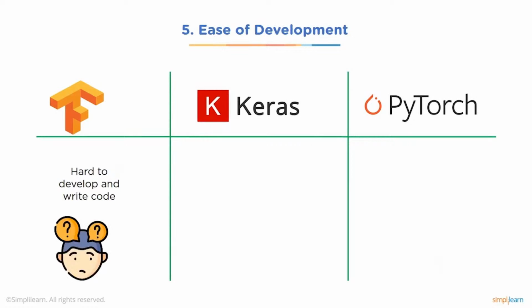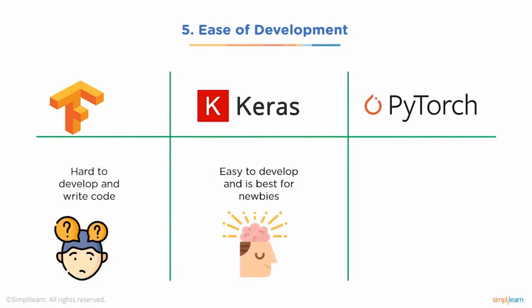Next, we'll be looking at ease of development. As we said before, TensorFlow works with many hard concepts such as computational graphs and tensors, which means that writing code in TensorFlow is very hard. It is generally used by people when they are doing research work and really need very specific functionalities.